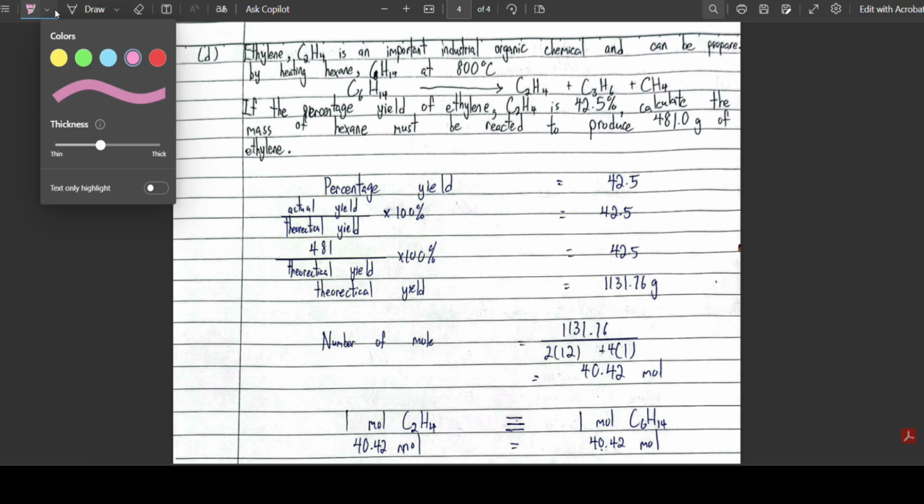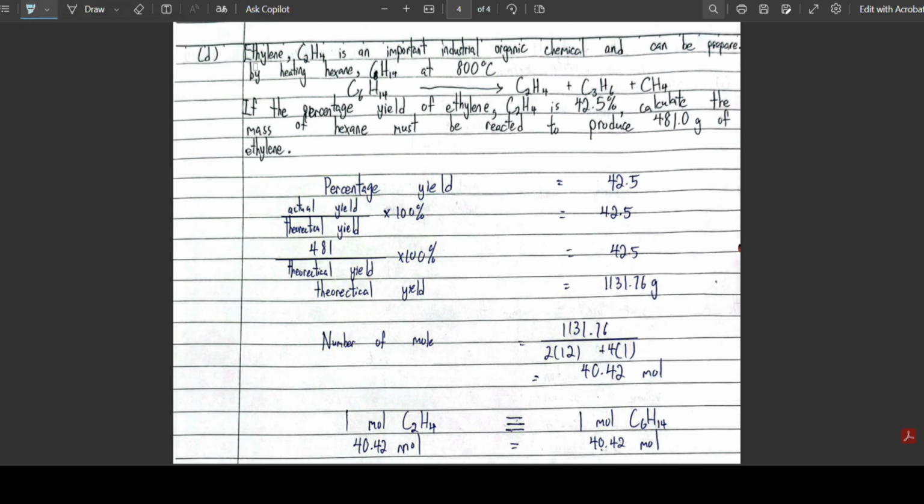So, last but not least, for the last question: ethylene, C2H4, is an important industrial organic chemical and can be prepared by heating hexane, C6H14, at 800 degrees Celsius. If the percentage yield of ethylene, C2H4, is 42.5%, calculate the mass of hexane that must be reacted to produce 481 gram of ethylene.